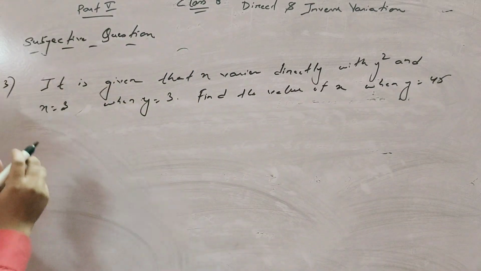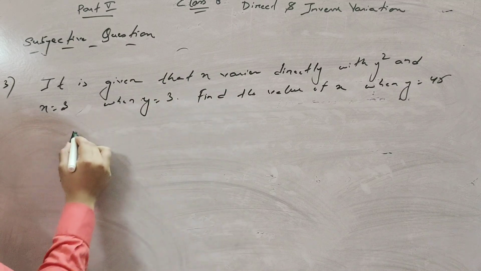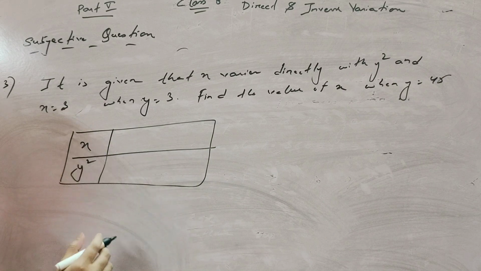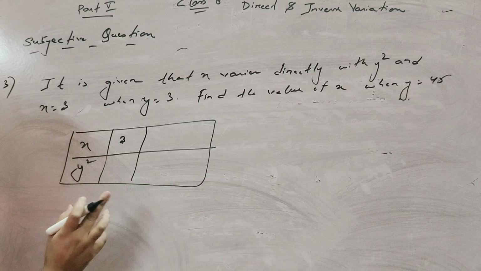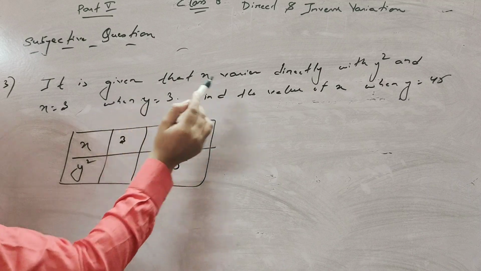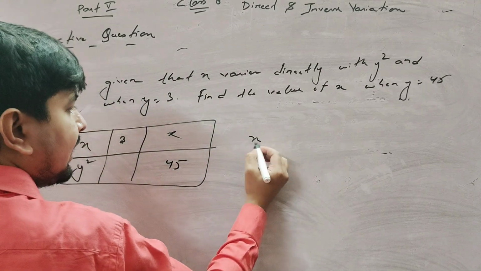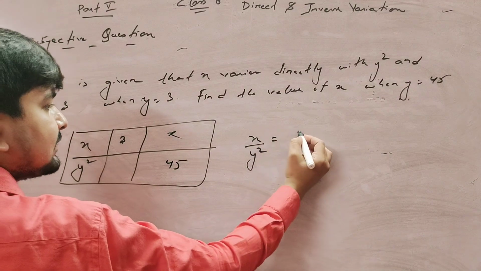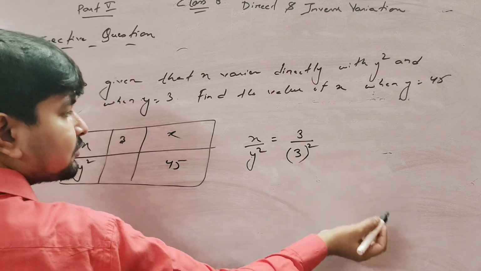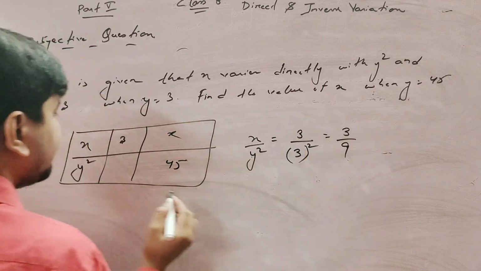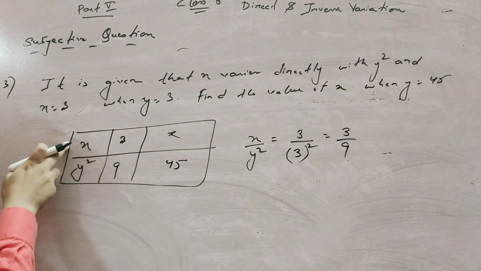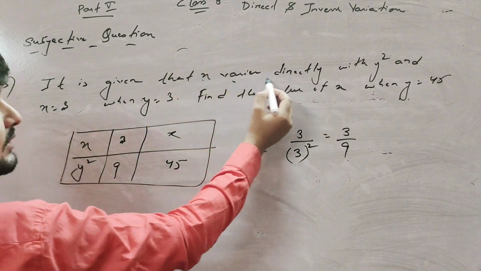Clear? So see here, x directly varies with y square. So when x equals 3 and y equals 3, find the value of x when y equals 45. So x varies with y square. Here x is given and the value of y is given, 3. So it's y square, therefore this is also square. So the value of this one is 3 upon 9. This is a direct variation relation, not inverse variation.